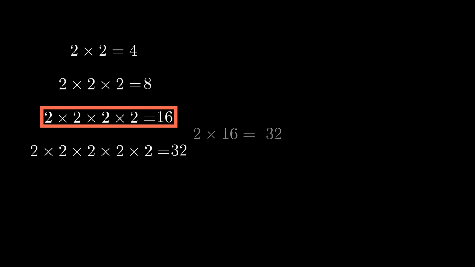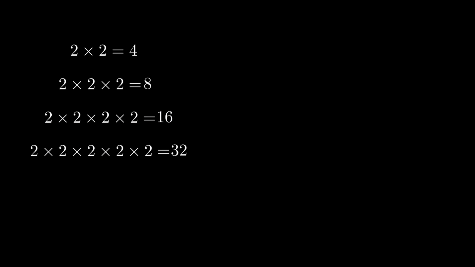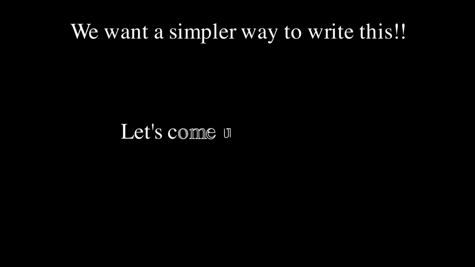Now we could keep going and do more and more 2's, but you see we're running into an issue: we have too many 2's that we're writing down. So let's think about a way. Let's think about a simpler way to write this. Let's come up with a code for what we're trying to do.